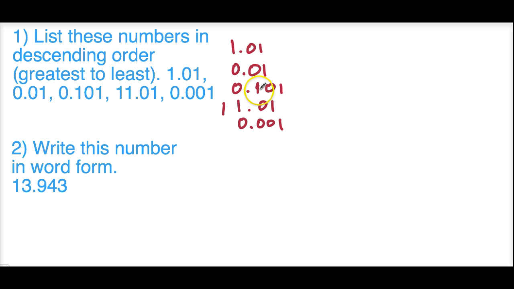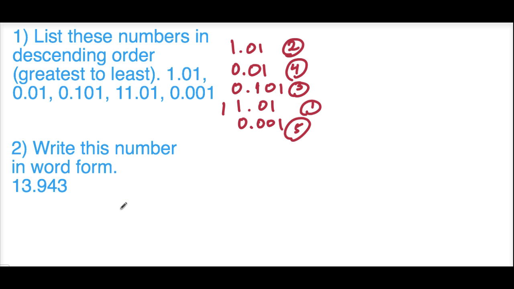Okay, so now that I've got them written down vertically, I can find my largest one. I can tell it's 11 and 1/100th. The next one is going to be our ones place, so 1 and 100th. My third one will be 101 thousandths. My fourth one will be here with 100th. And then finally 1,000th. So let me read the question again. Greatest to least. So greatest down to least.